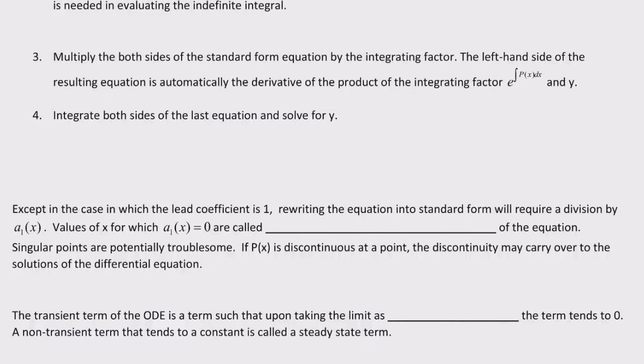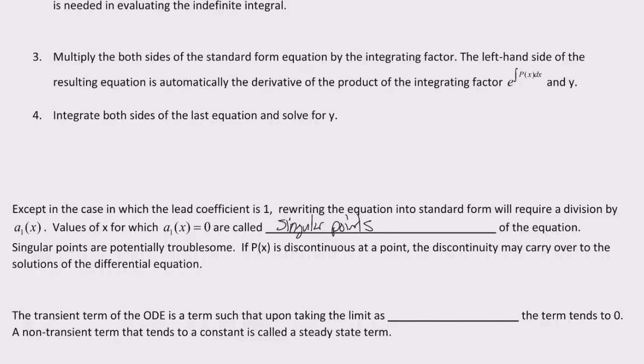Okay, so except in the case in which the leading coefficient is 1, rewriting the equation in standard form will require division by a sub 1 of x. Values of x for which a sub 1 of x equals 0 are called singular points of the equation. Singular points are potentially troublesome. If p of x is discontinuous at a point, the discontinuity may carry over to solutions of differential equations. So again, when we do an example, we'll have a brief pause and go, are there any domain restrictions we need to be aware of because of that step where we divided?